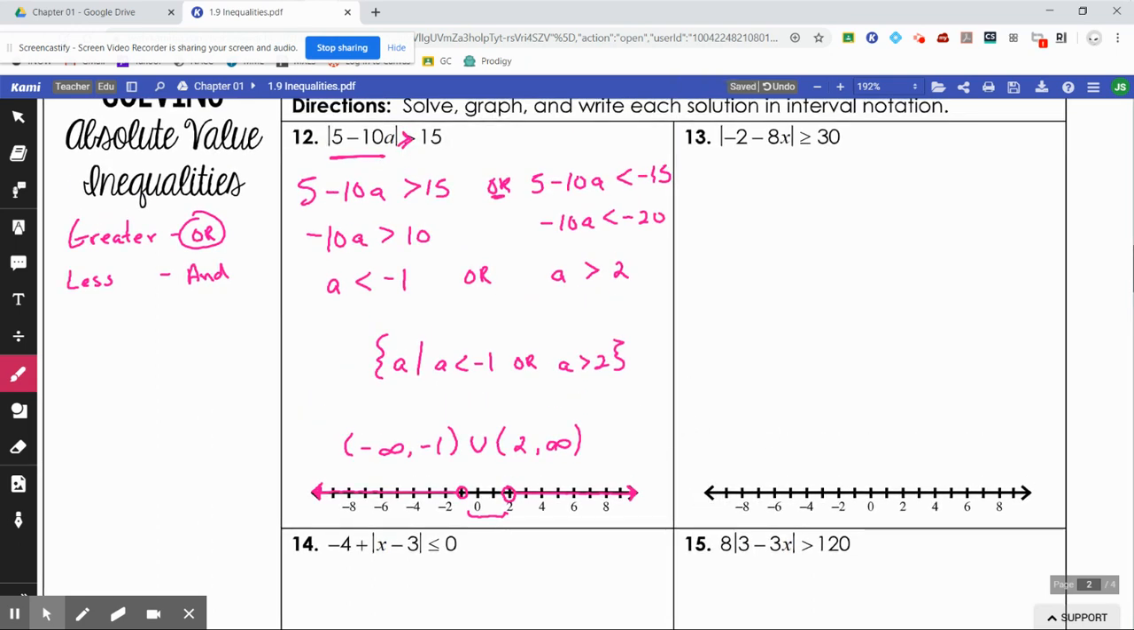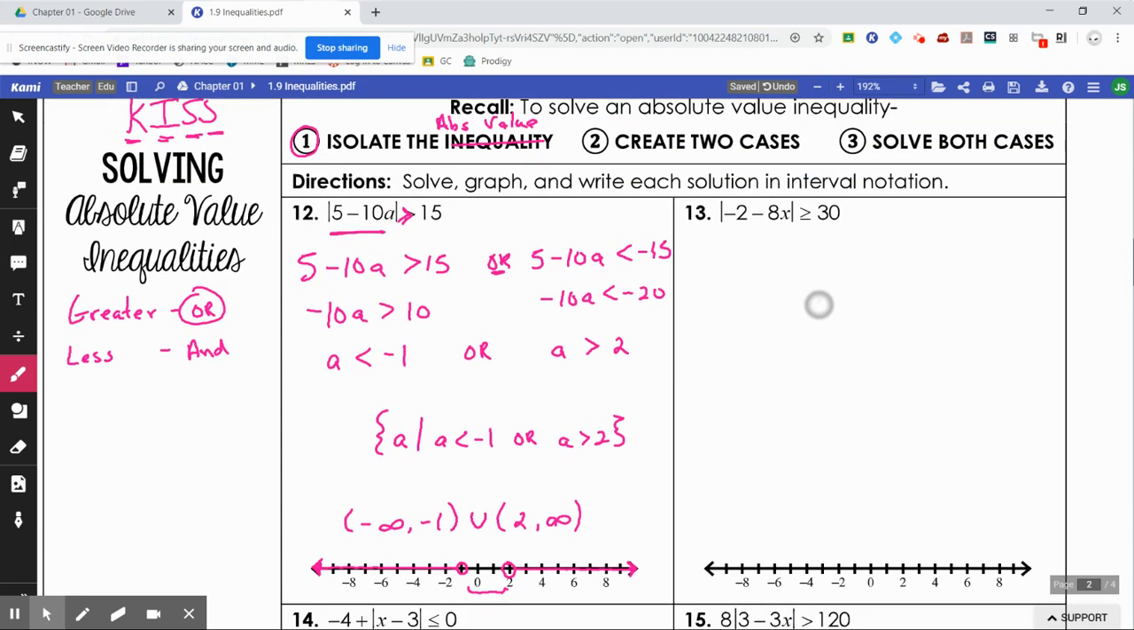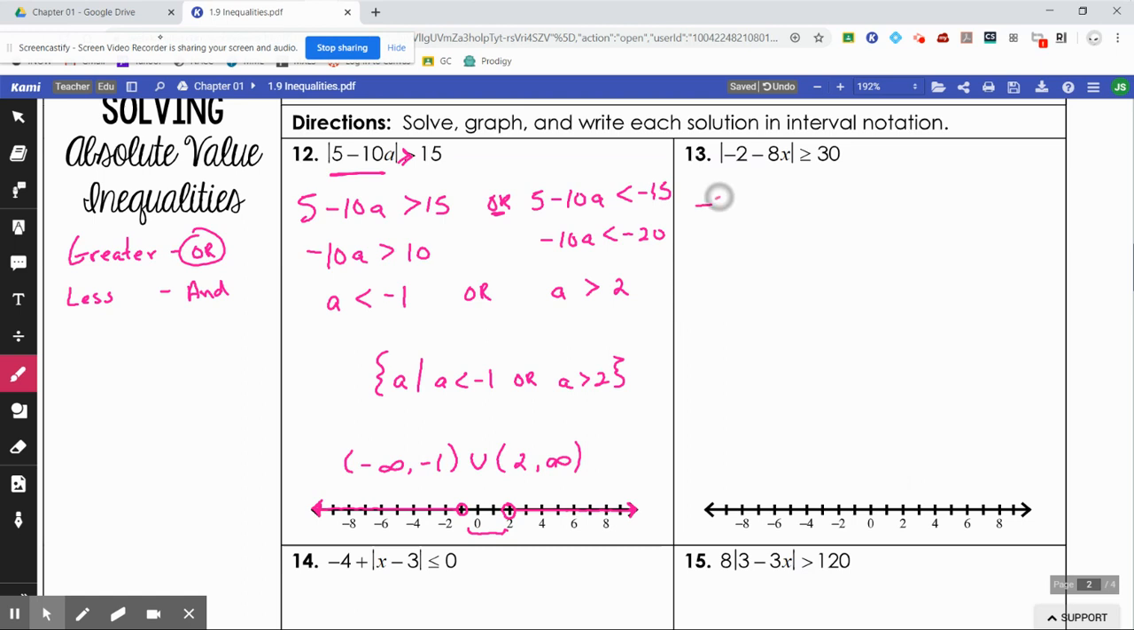Number 13. First off, let's see, we're going to isolate it. It's already isolated. We're going to create two cases. Negative 2 minus 8x is greater than or equal to 30. Keep it. And then switch, switch will be negative 2 minus 8x. Switch the symbol and switch the positive to a negative. Since it's greater than, it's going to be an or statement.